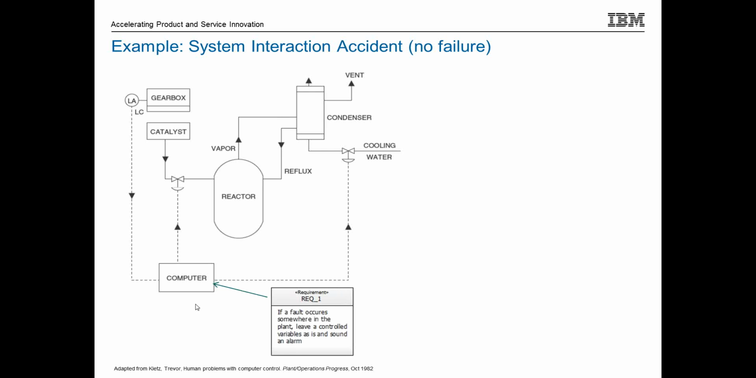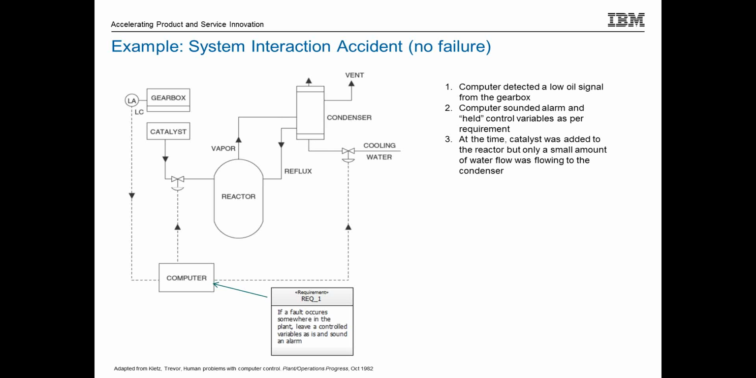So there was a requirement for the computer that if a fault occurs in the system, we would just leave the plant, all the variables where they're at. In other words, leave the valves where they're at, just leave everything, and sound an alarm so that the attendants at the plant could address the problem. And so what happened, there was a low oil signal detected in this gearbox. The computer did exactly what it was asked to do. It sounded the alarm, and all of the control the computer was handling was held as per the requirement.